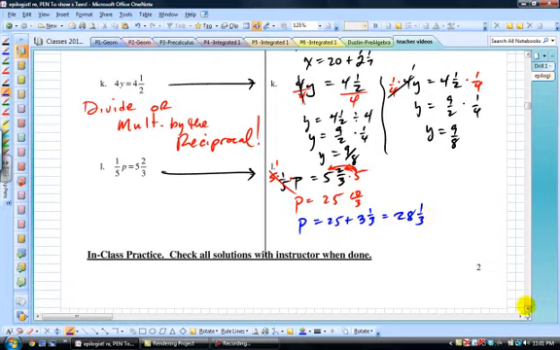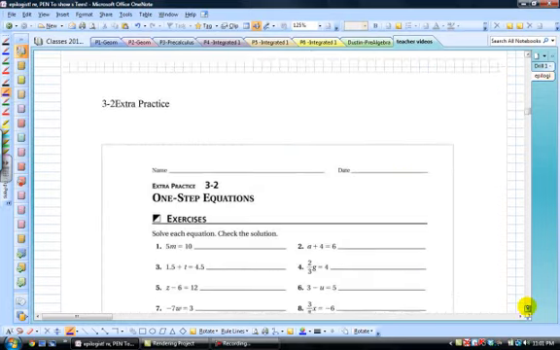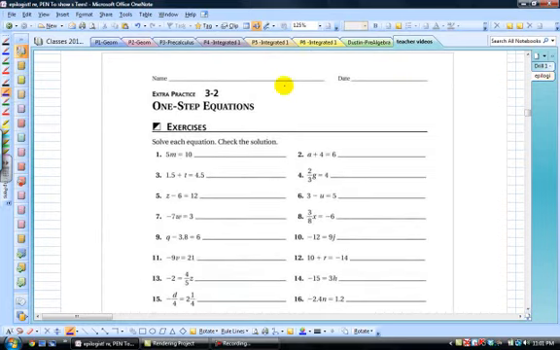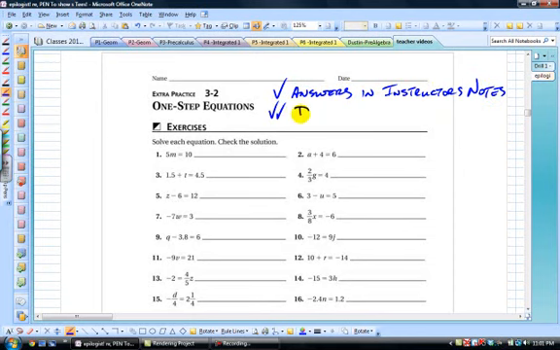That's how it's done. So what I want you to do now is turn the page, and now you get to try it, okay? You need to check answers in the instructor's notes. And secondly, you got to do all your work in the spiral. So do all work in the spiral, all right? And then check when you're done.